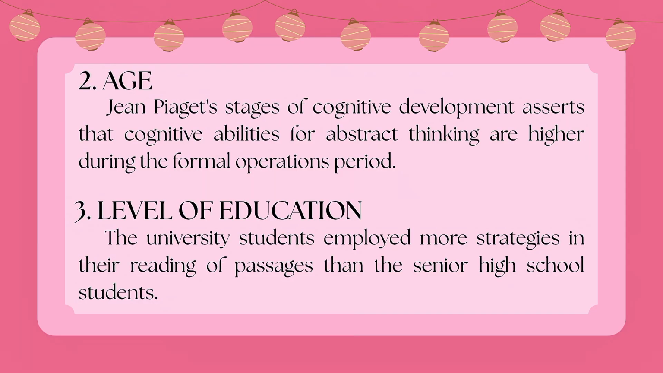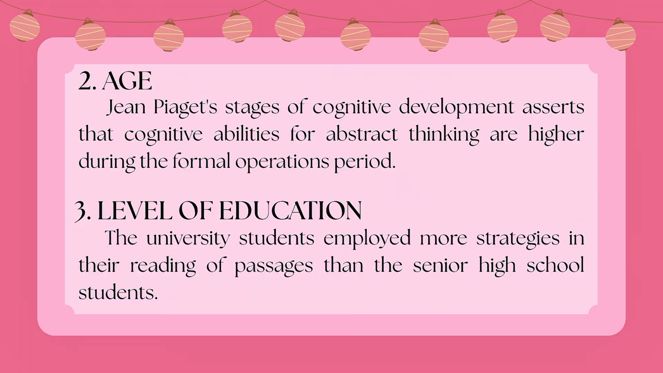Next factor, we have age. This is associated with stages of cognitive development. So, Jean Piaget's stages of cognitive development asserts that cognitive abilities for abstract thinking are higher during the formal operations period. In a foreign language study determining the relationship between cognitive and metacognitive strategies, age and level of education by Kerslow 2012, it was found that a moderate and positive but significant correlation was observed between metacognitive strategies and adult learner scores in the test of English as a foreign language.